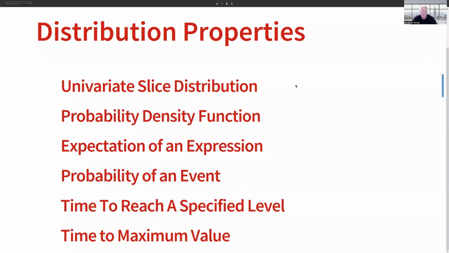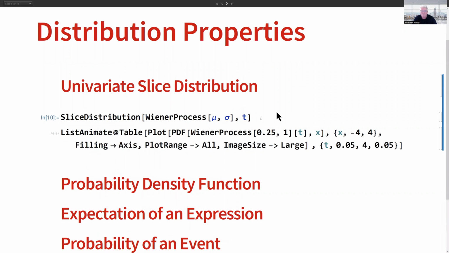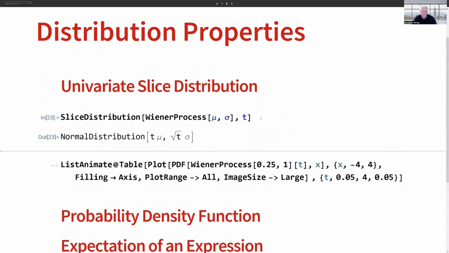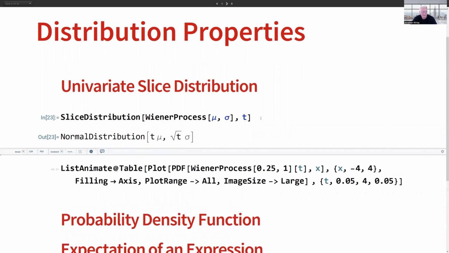I'm going to come on now to discuss the distribution properties of the Wiener process in some detail, beginning with the univariate slice distribution, which is the distribution of the process at time t. And as we saw earlier, that's simply a normal distribution with parameters mean mu t and standard deviation sigma root t.